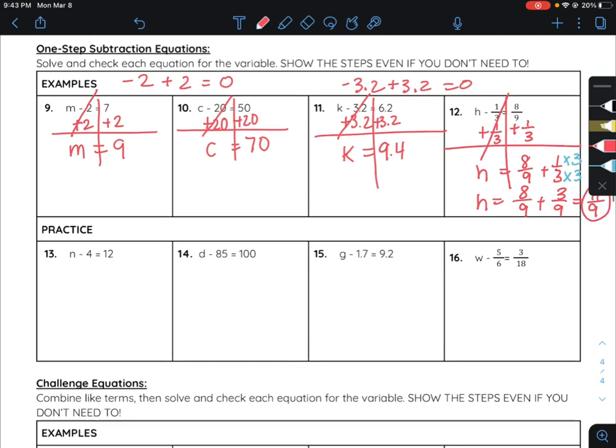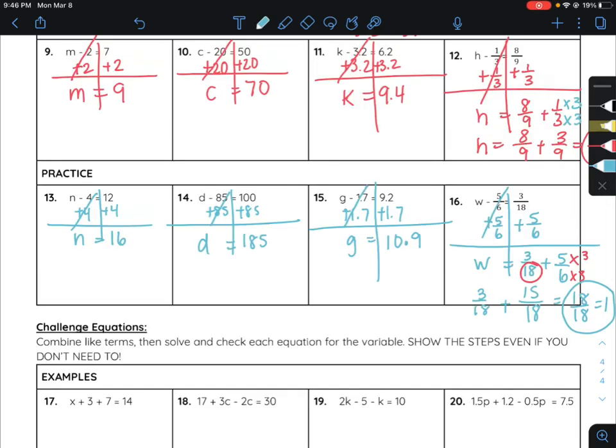And again, for 13 through 16, I will show the answers, but we're not going to go through them in the video. And there's the work for 13 through 16. Feel free to pause here and jot those down.